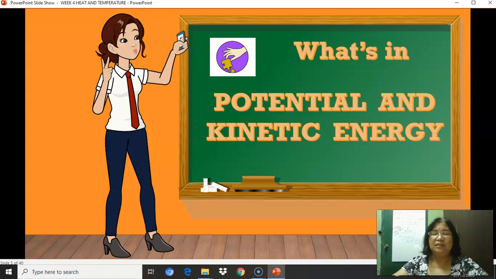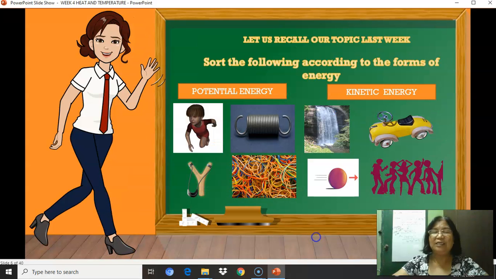Now, what's in? Last week we started discussing the difference between potential and kinetic energy. So let us recall our topic last week. You need to sort the following according to the forms of energy. We have two forms of energy, potential energy and kinetic energy. When you combine these two, we have the mechanical energy. So let us sort these examples into what form of energy.